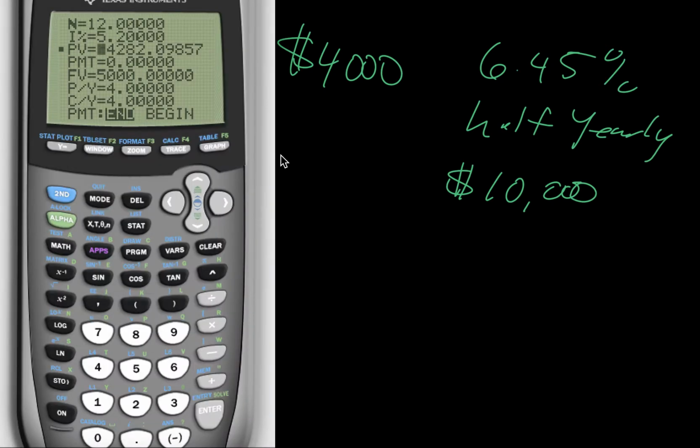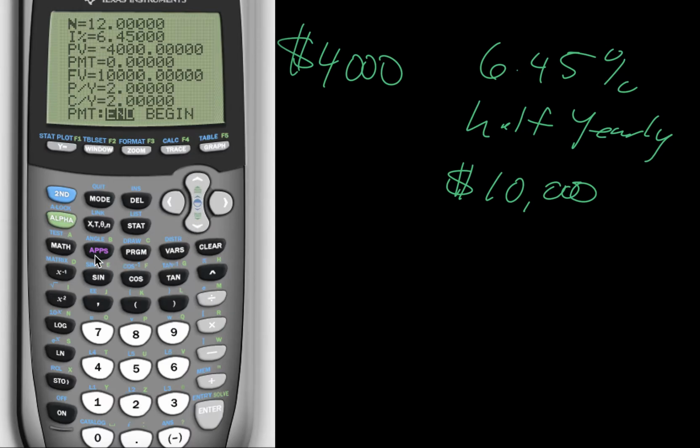Okay, so we're given different information this time. This time we don't know how long, so we don't know our N. But we know our interest rate, 6.45. We know our principal value, which would be negative 4,000. We know our payment is still 0. Our final value is 10,000. And we know that it's compounded half yearly, so twice per year.